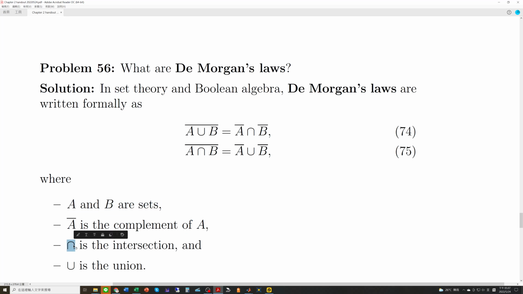This symbol we can read as cap, which is the intersection, and this symbol you can read as cup, which is the union. So the complement of A union B is equal to the complement of A intersection the complement of B, and the complement of A intersection B is equal to the complement of A union the complement of B.